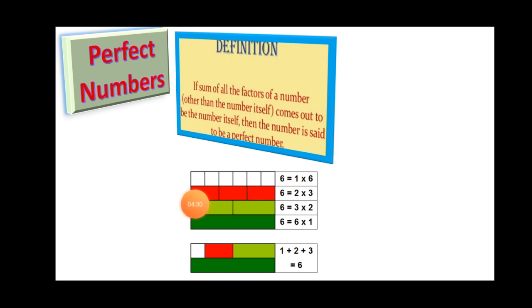Now look at this red color portion. You can notice that one red color portion is formed by considering 2 white color small boxes. So from this complete 6 white color boxes, how many such red color boxes can be formed? You can see that from 2 white color boxes we have obtained 1 red color box. So from these total 6 white color boxes we can get a total of 3 red color portions. So we can express it as 2 into 3.